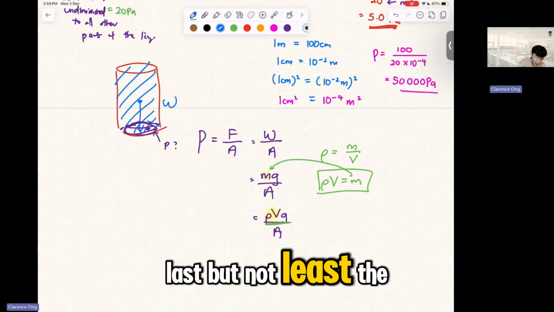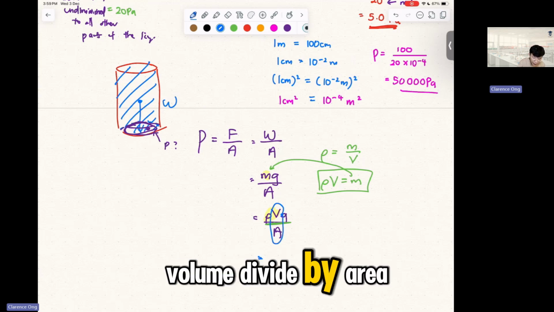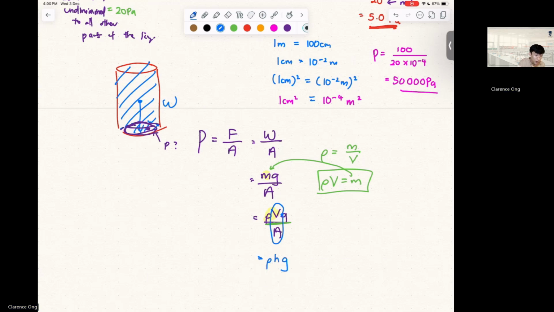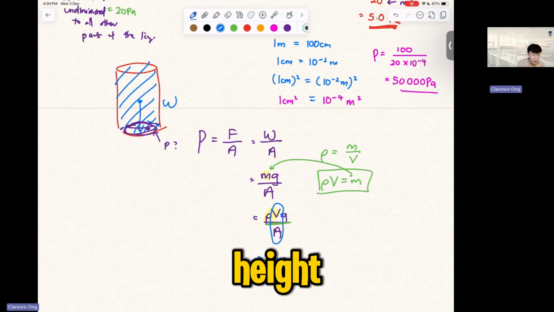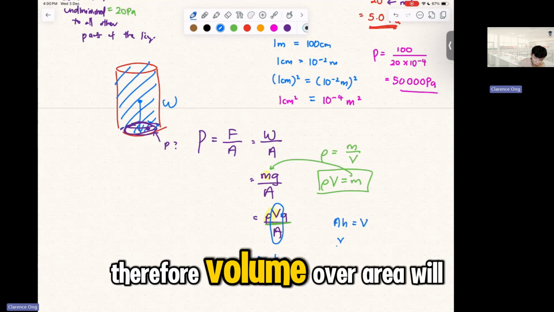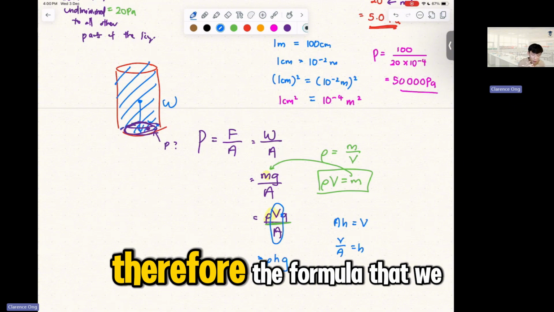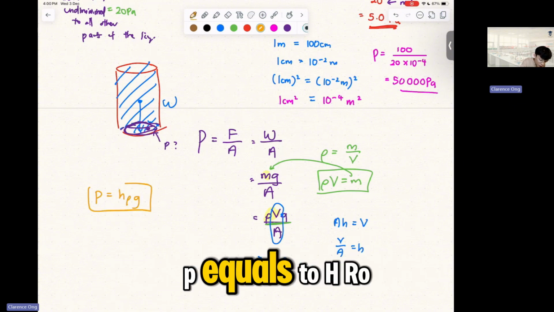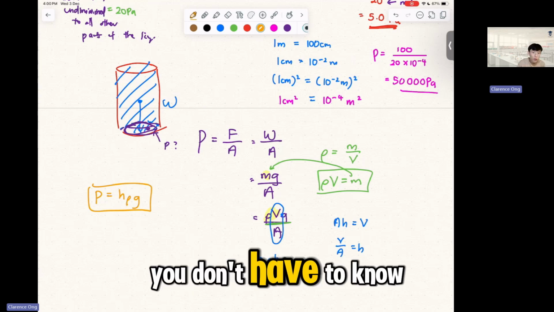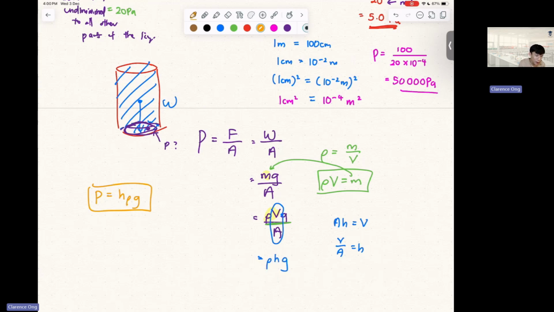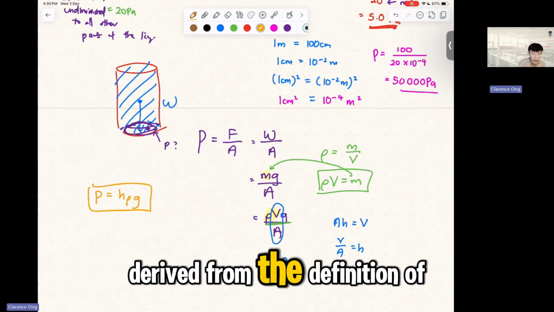Then last but not least, the final step is to take volume divided by area. So it gives us rho hg. The volume divided by the area will give me the height. Because area times height gives me volume, therefore volume over area will give me height as well. Therefore, the formula that we will use for liquids in general is this. P equals h rho g. You don't have to know how to derive the equation because it will not be tested, but it is good to understand that this h rho g is derived from the definition of pressure.